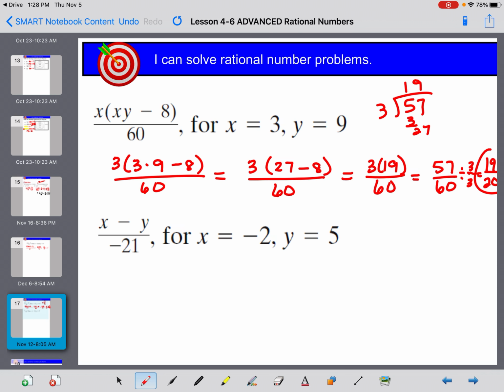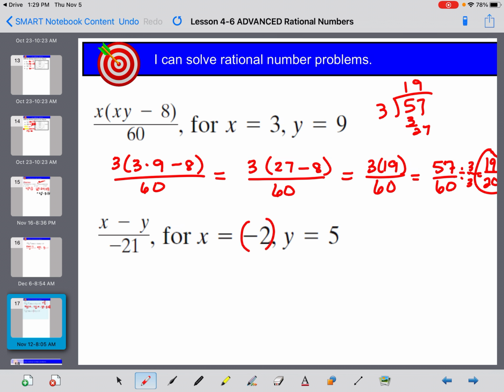I used my divisibility rules. For those of you who weren't sure how I knew that was divisible by 3, I took 5 plus 7 and got 12. And I saw that 6 plus 0 is 6, and I knew both of those sums were divisible by 3. And that's how I found that 19/20.